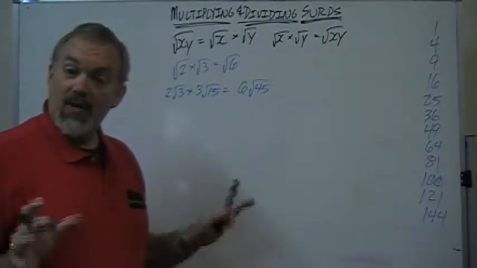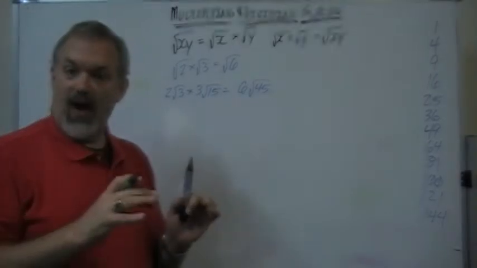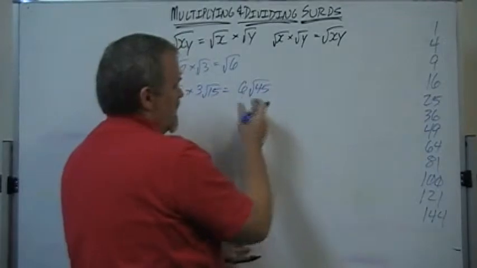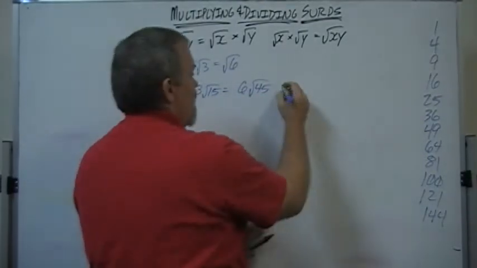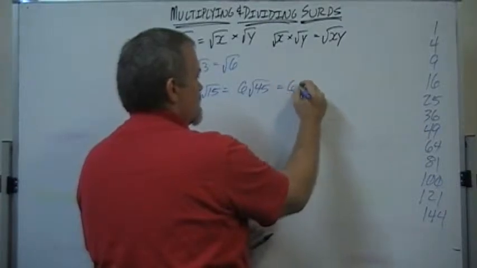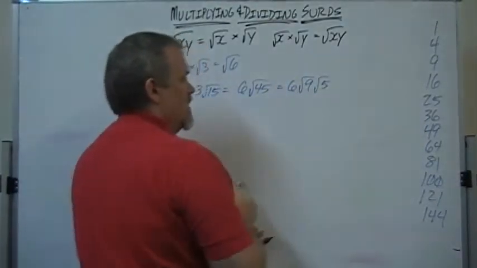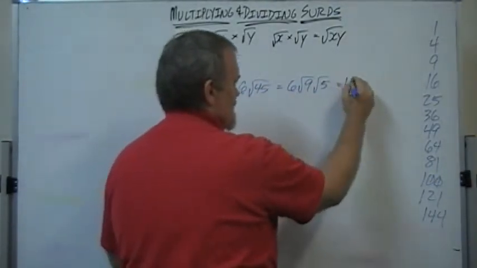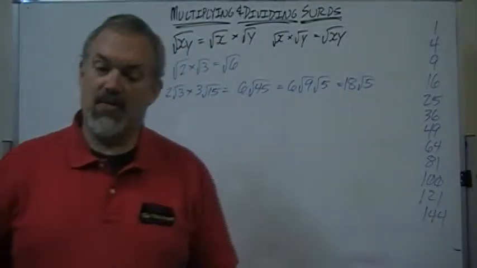Now you also always have to remember that you need to be able to simplify at the end. So I've left my square factors over there. What's the biggest square factor that will divide evenly out of 45? Well, that would be 9. So 6 square root of 9 times square root of 5. Square root of 9 is 3 times 6 is 18 square roots of 5. And that is how we multiply surds.